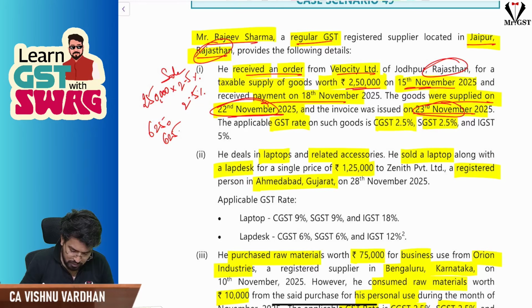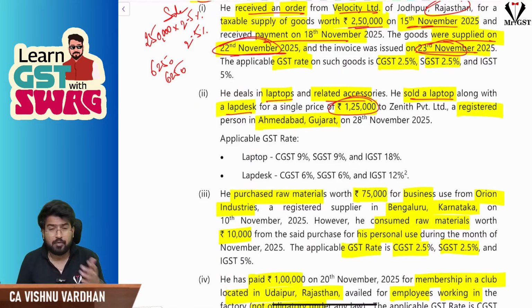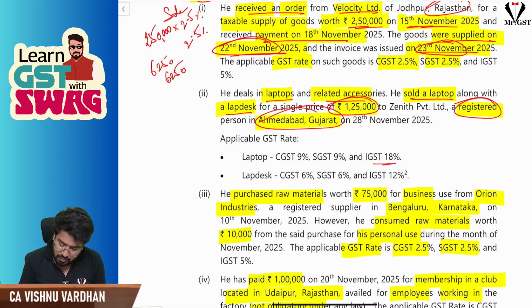6250 will be the output tax. And he's also dealing with laptops and related accessories. Sold a laptop and laptop desk with a single price 1,25,000. Laptop and laptop desk are not naturally bundled, so this is the mixed supply. So on this 18% you should take GST because this fellow is also from registered Ahmedabad, Gujarat.